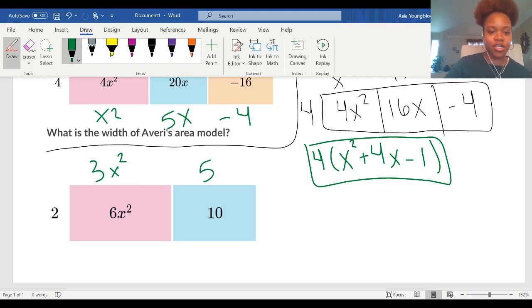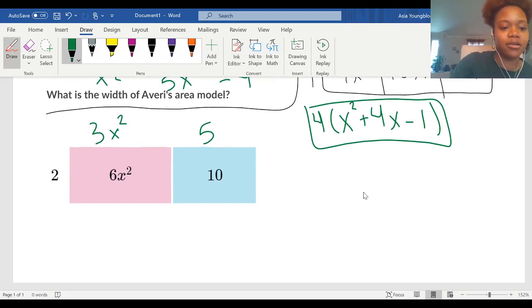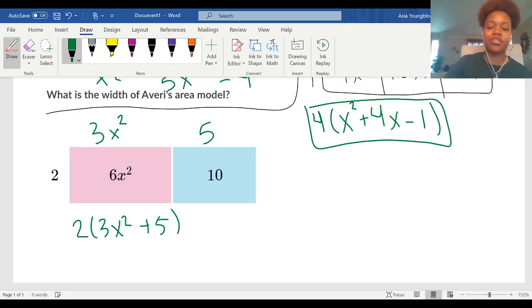And again, if you wanted to check it, let me write the remaining polynomials. So we have 2 times 3x squared plus 5. If you wanted to check it, you could distribute this 2 into the parentheses and make sure you get the same expression. 2 times 3x squared is 6x squared. 2 times 5 is 10. So that means we did this one correct.